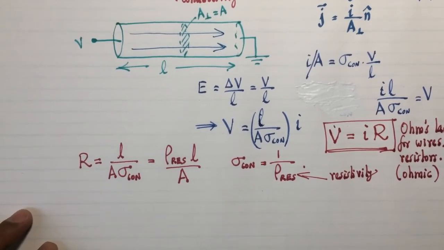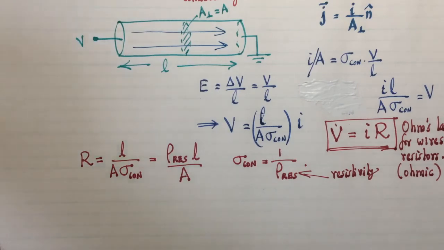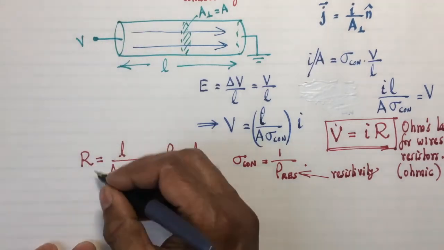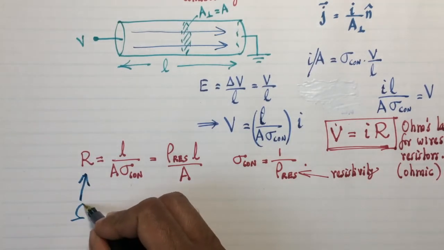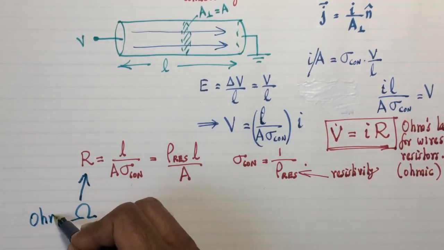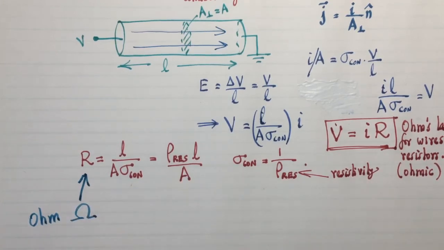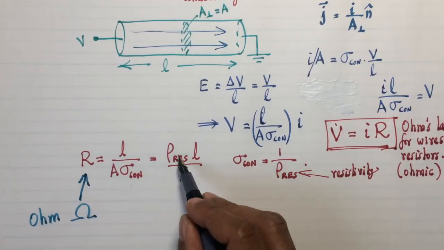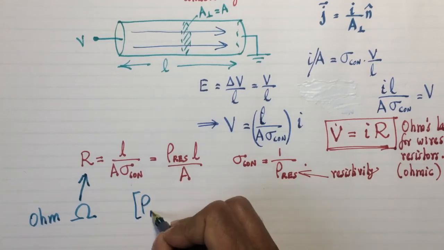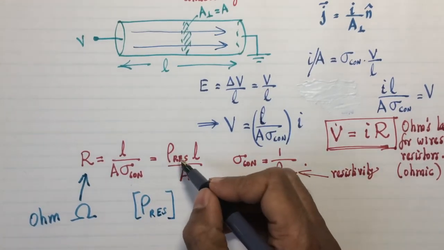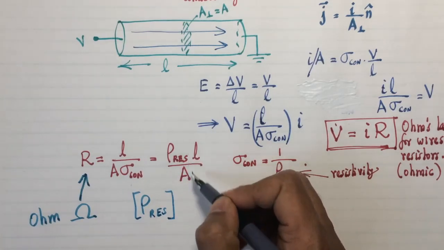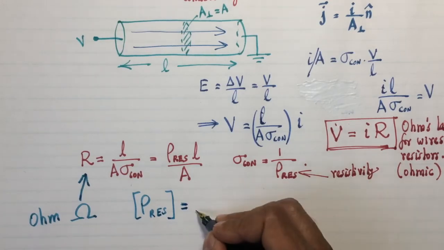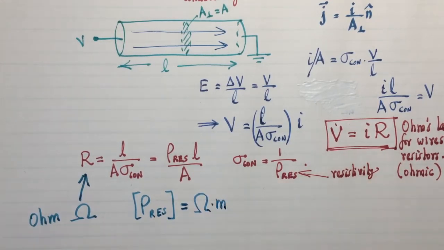Now for the units, as I promised. The units of resistance are definitely ohms, because we have to honor Ohm somehow, and he was the person who did all these investigations. The symbol ohm is denoted by the capital letter omega. Well, if resistance is measured in ohms, that automatically tells us what rho res is measured in. Remember, this is rho res times meters over meters squared. So rho res over meters must be equal to ohms, or rho res must be ohms times meters. So the resistivity is always measured in ohm meter.